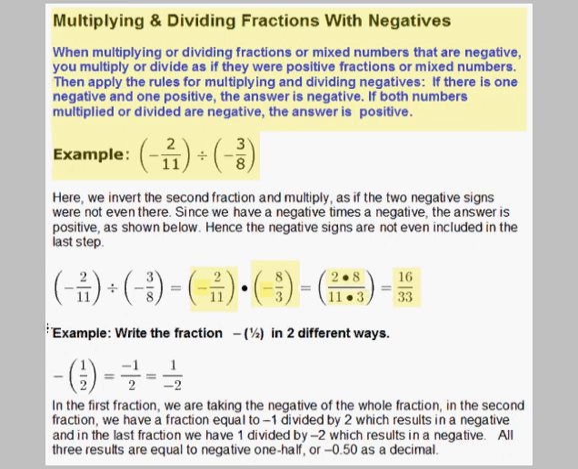In a second example, we're going to write the fraction -1/2 in two different ways. Well, -1/2 is a negative number. We can get -1/2 by taking -1 over 2. We also can get -1/2 by taking +1 over -2. All three of those amount to the same thing, -1/2.